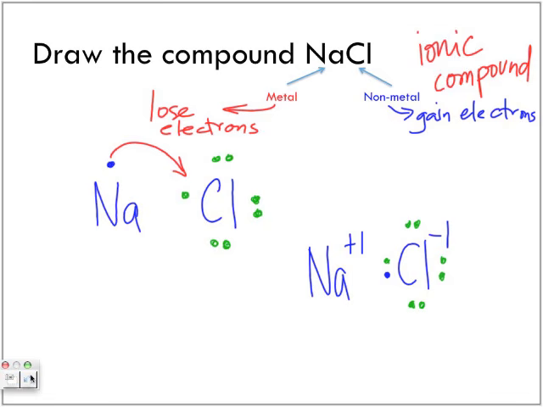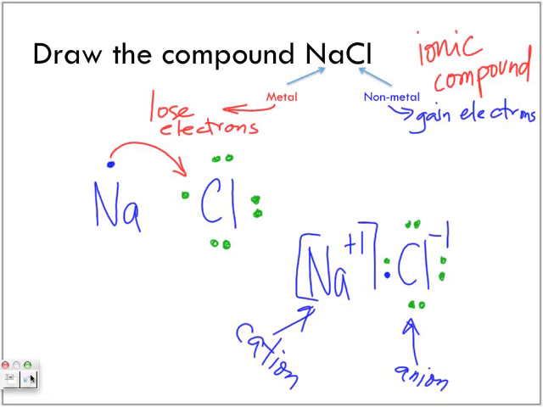And now we have an attraction between the cation, that's what we call metals that have become positively charged, with the anion, which are the nonmetals that have become negatively charged. So there's an attraction. So how do we finish drawing this? Well, we put square brackets to separate them. But we know that there's an attraction between these 2 atoms, or these 2 ions now.